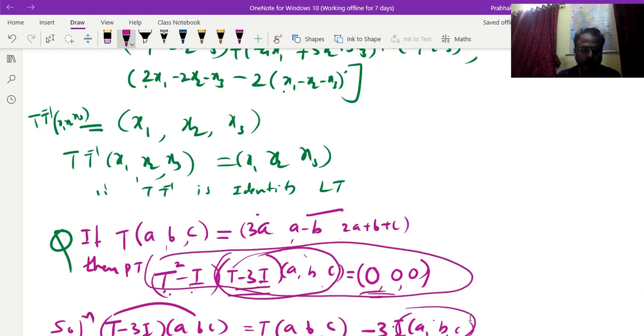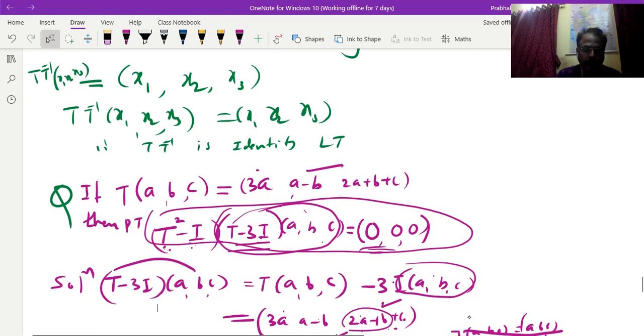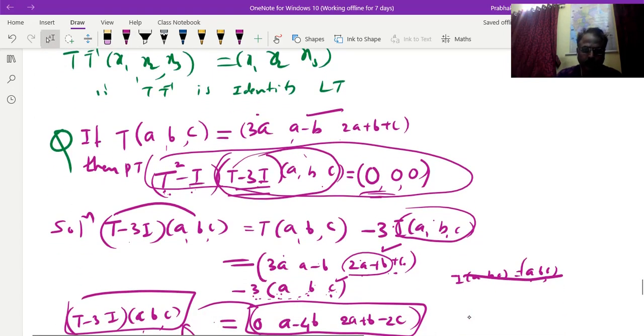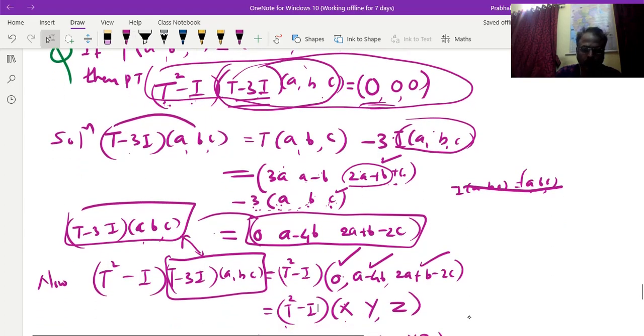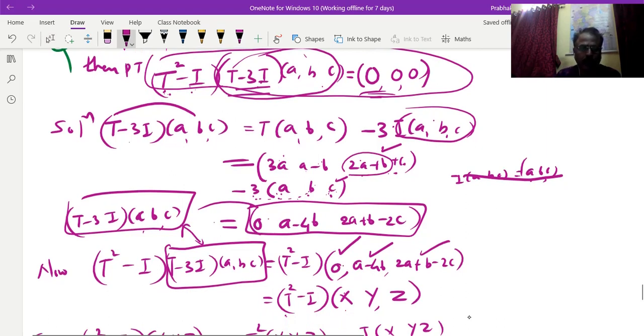First we have to find T minus 3I, then whatever comes you have to apply on T square minus I. We applied T minus 3I, so that T on ABC minus 3 times I on ABC, where T of ABC is the original definition, the same thing we wrote: 3A, A minus B, 2A plus B plus C, and afterwards minus 3 times ABC as it is. Then we did simple algebra of subtracting three-dimensional components, component-wise: first component minus first component, second component minus second component, third component minus third component. So whatever the outcome comes, this square box I have made, that is again kept here in this box.